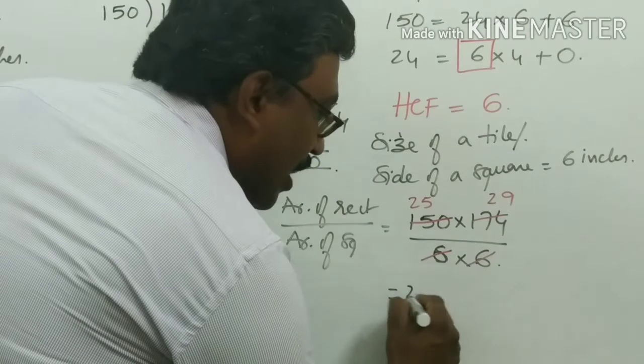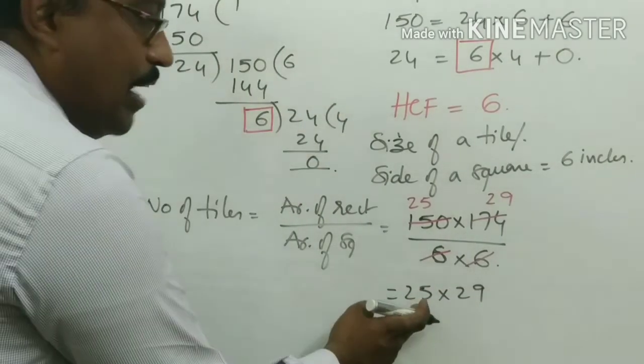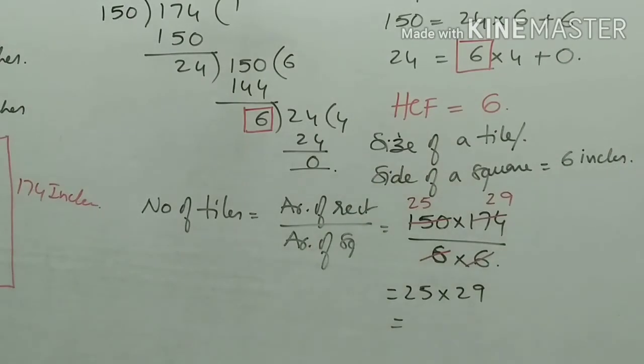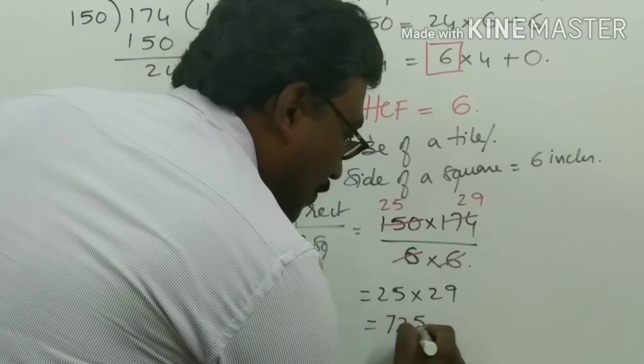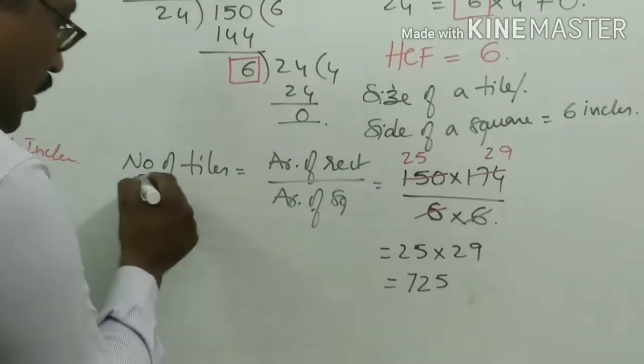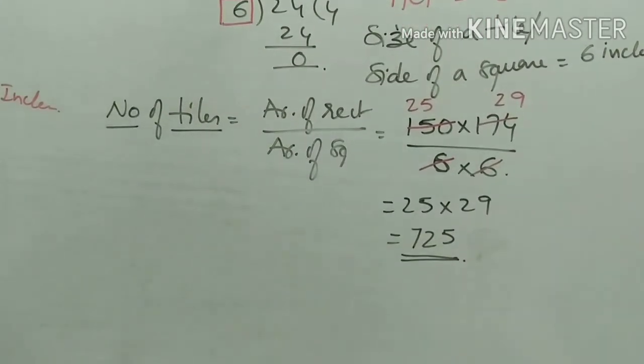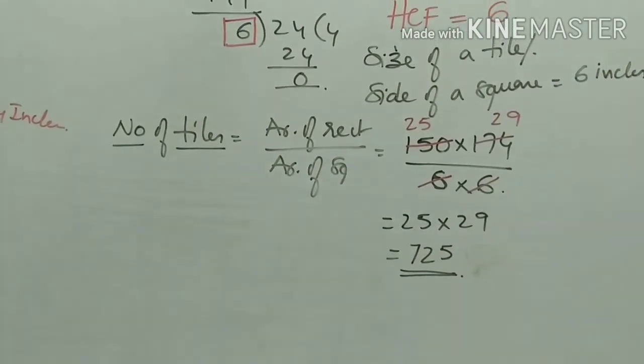Now it is very clear. 25 into 29: think of 25 into 30, that is 750. 25 is less, so 725 tiles are required. So the total number of tiles required is 725.